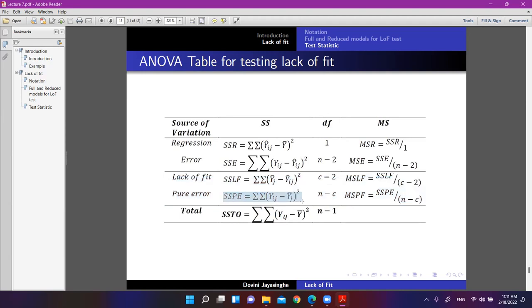It's just a matter of computing one of these. Let's say you compute the PO error. So how do you compute SSLF? Just take the gap between this one and this one, right? You don't have to compute anything.